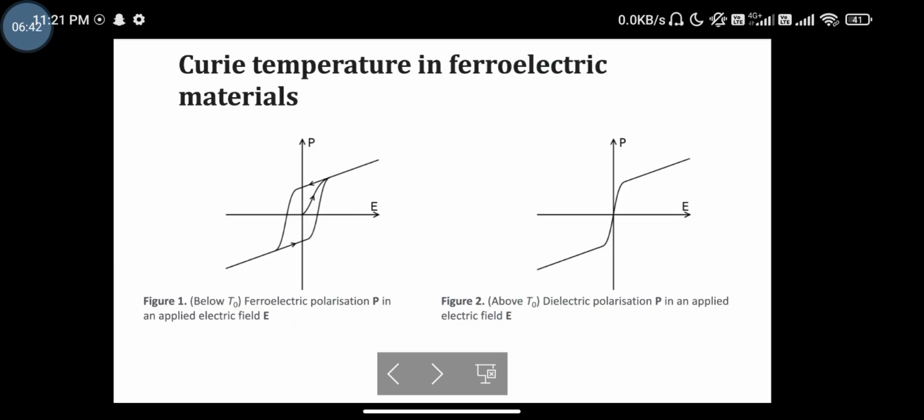So, Curie temperature in ferroelectric material. In analogy to ferromagnetic and paramagnetic material, the term Curie temperature is also applied to the temperature at which a ferroelectric material transitions to being paraelectric. Hence, this critical temperature is the temperature where ferroelectric materials lose their spontaneous polarization as a first or second order phase change occurs.